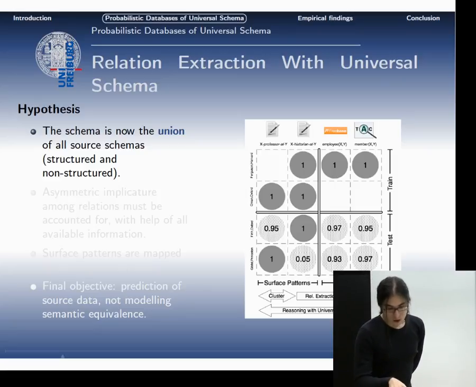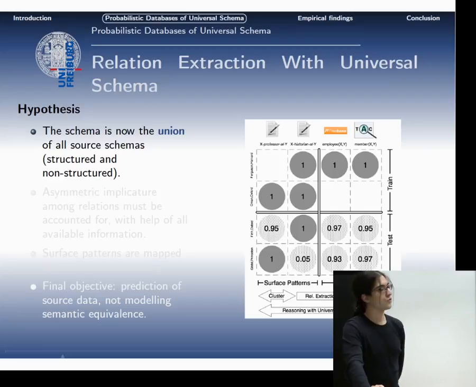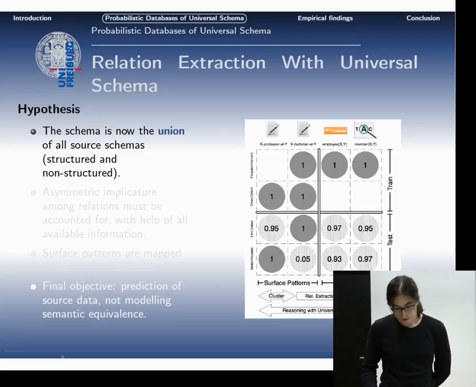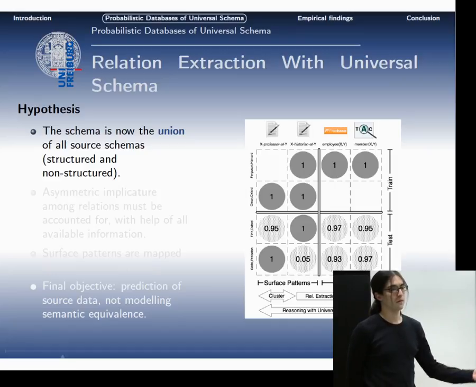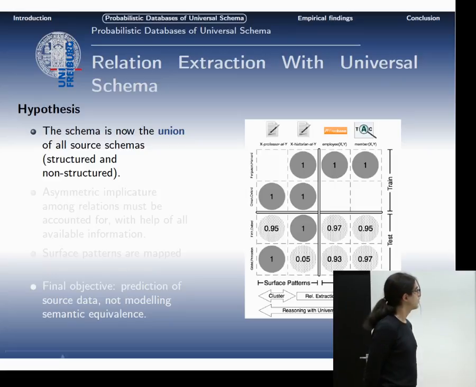We see in the columns the binary relations, in this case between entities. The relations here are X professor at Y, X historian at Y, X employee of Y, and X member of Y. These are just examples of rather simple binary relations which might exist between two entities, X and Y, and the rows of this image, of this matrix, are entity pairs which might or might not be in these relations. We have Ferguson, Harvard, we have Oman, Oxford, Firth, Oxford, and Gödel, Princeton.